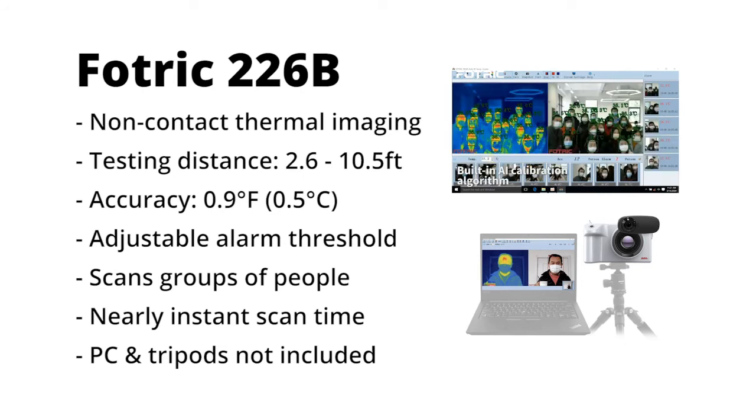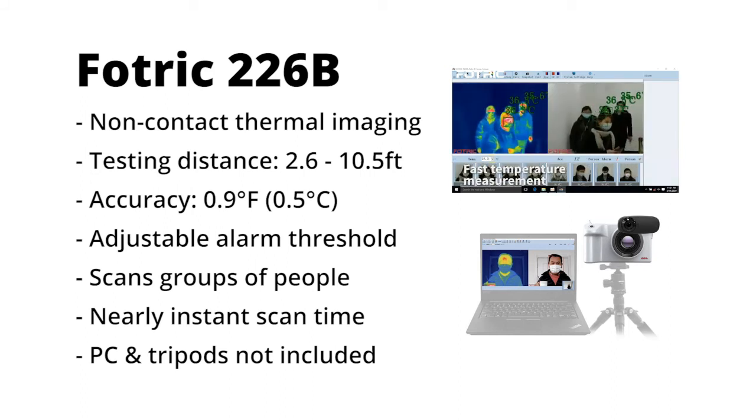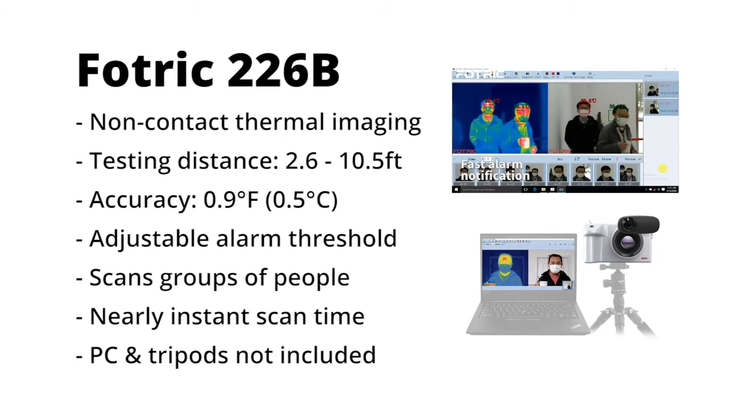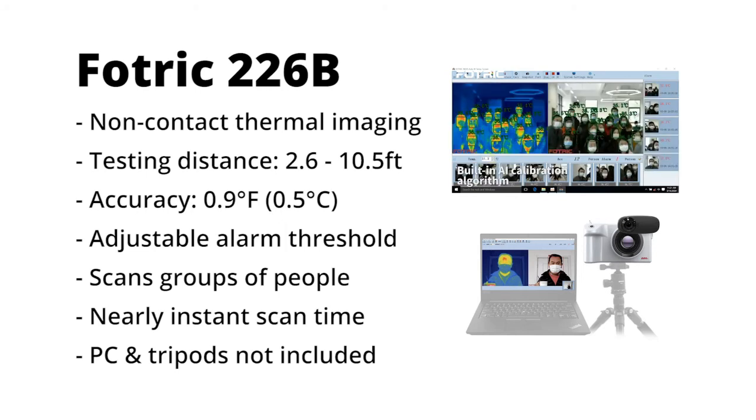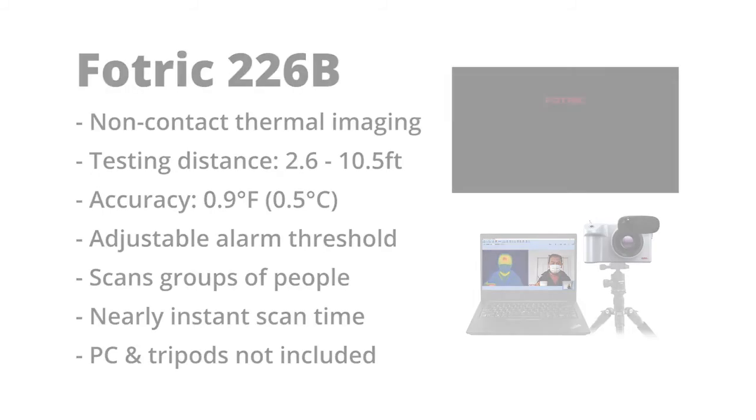The 226B is also designed to prevent false positives. It will automatically ignore non-facial sources of heat, such as a hot coffee or a hot tea. It will also adjust for ambient temperature changes between day and night to maintain accuracy in all conditions.